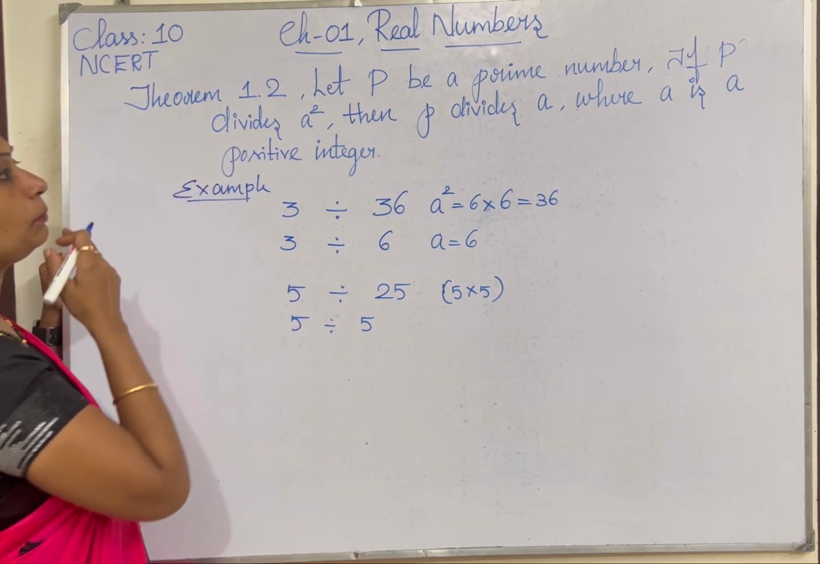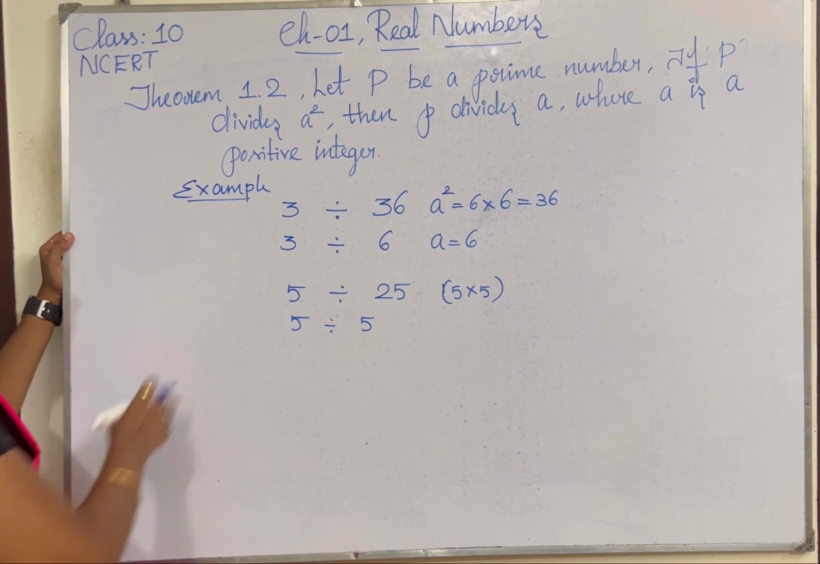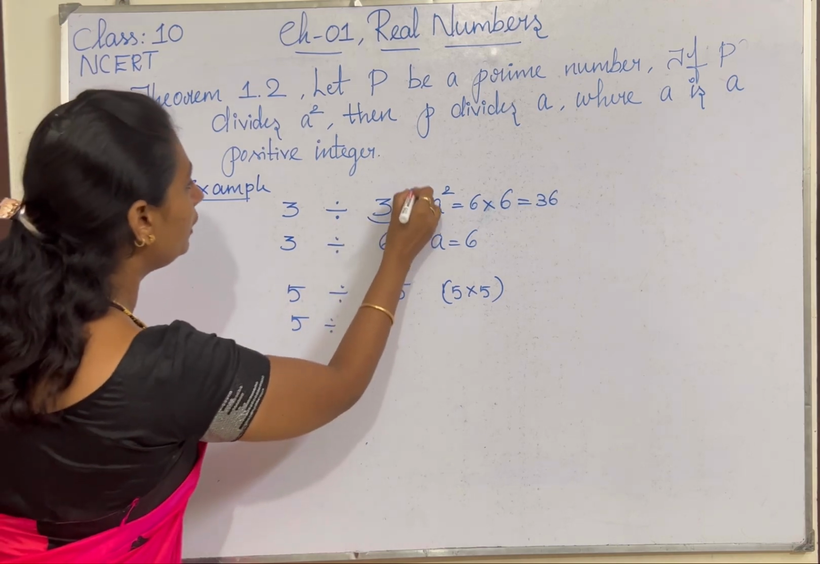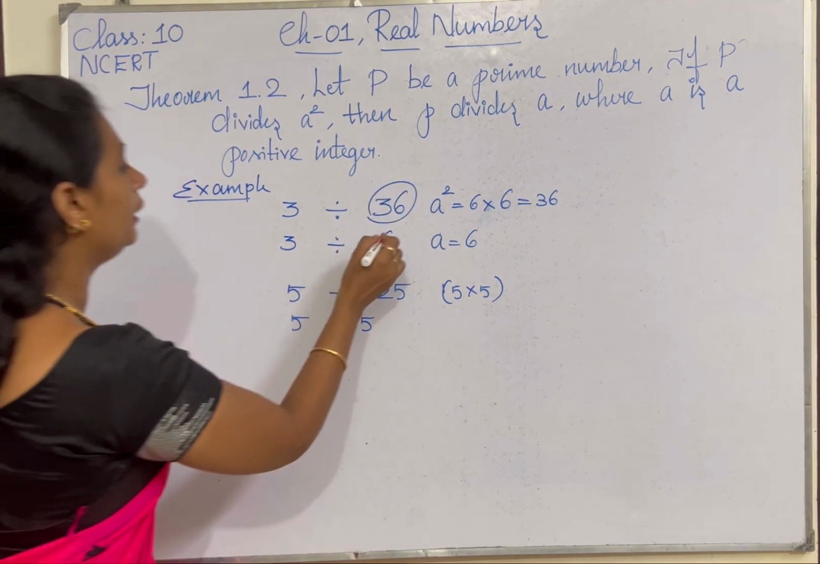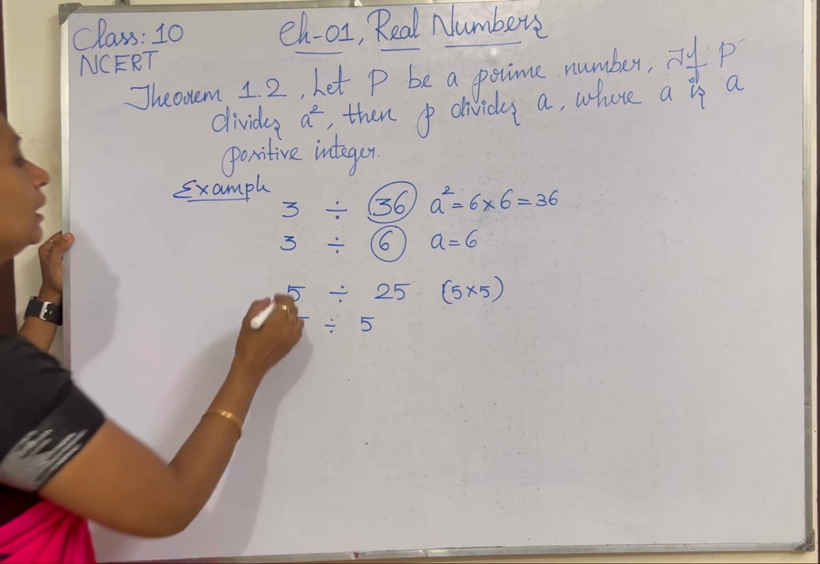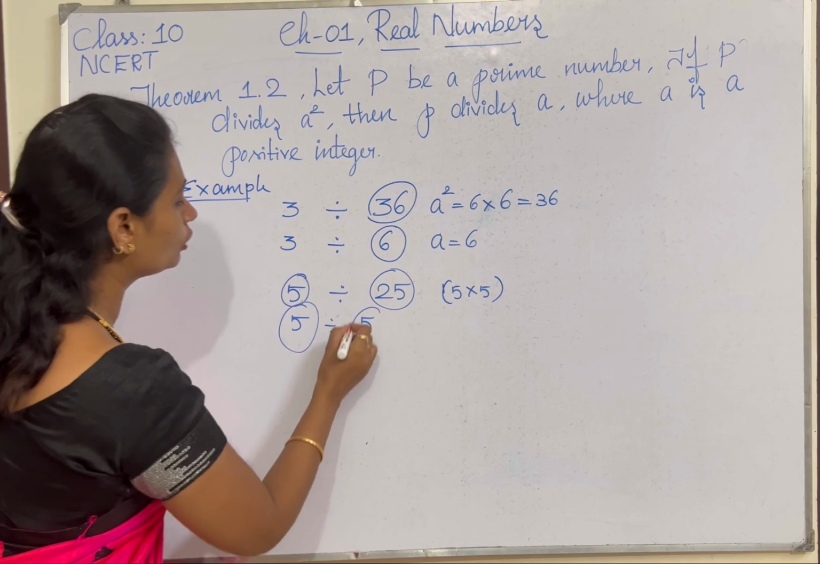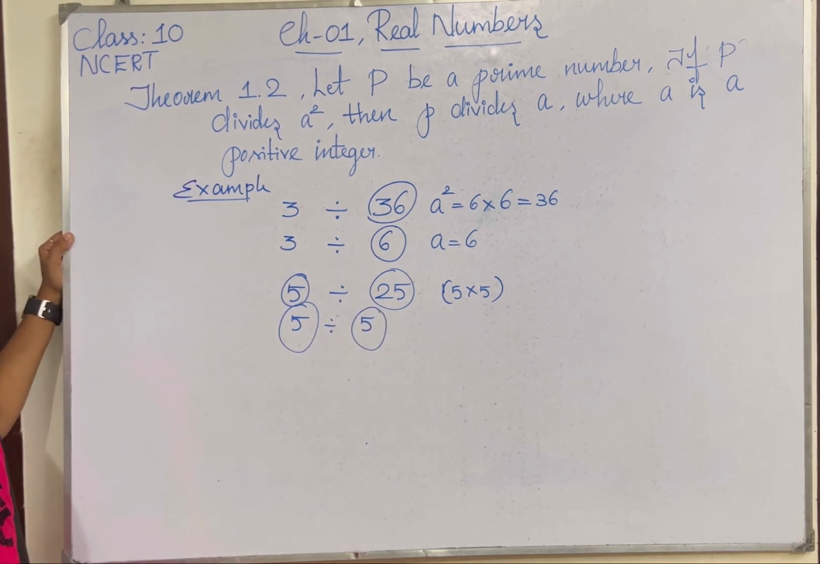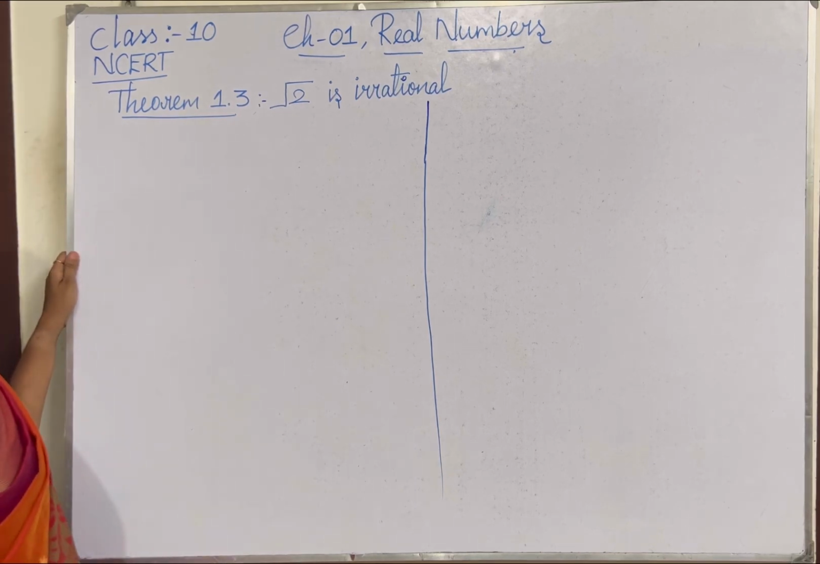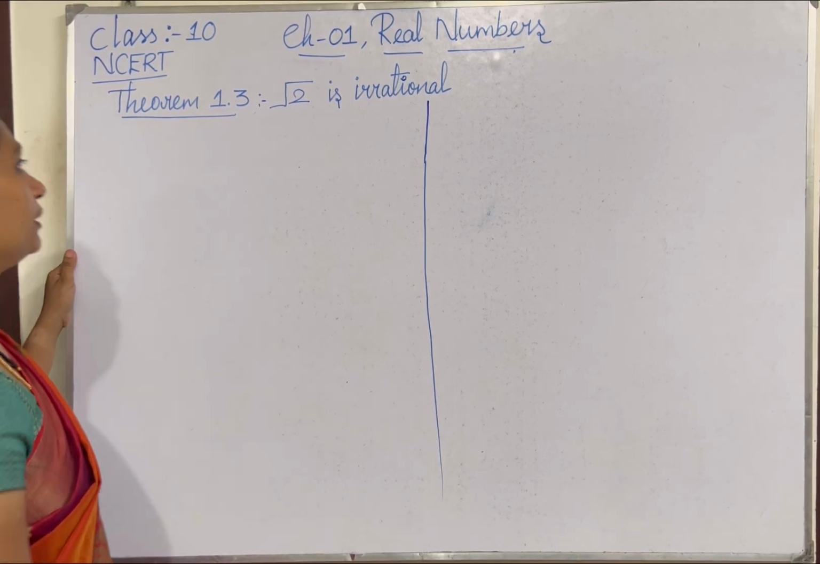If P is a prime number and P divides a square, then P also divides a. If any prime number divides a square number, it also divides the square root of that particular number. If 5 divides 25, then the prime number 5 can also divide 5. That is theorem 1.2. The next theorem, number 1.3, we need to prove that root 2 is irrational.